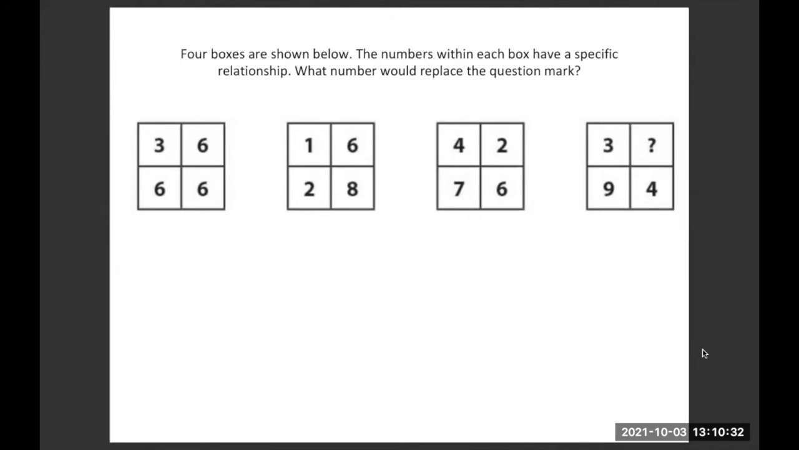Keshri, you are here? Hello? Keshri, you are here? Yes, ma'am. You see any pattern here? Ma'am, I'm figuring out. Anybody who has found any pattern in this?